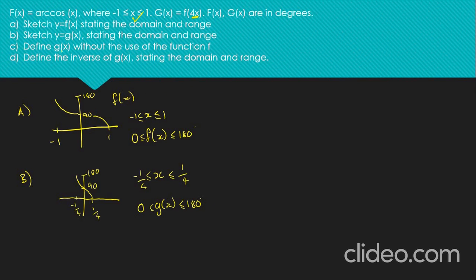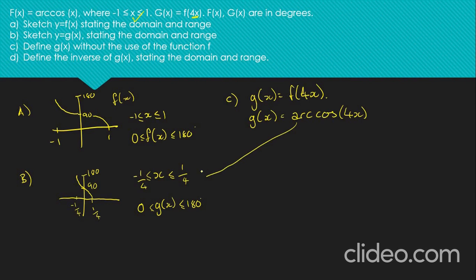All right, define g of x without the use of the function f. Well, this is actually really easy, because if g of x equals f of 4x, but f is equal to arc cos of x, then g of x will be equal to arc cos of 4x. That there is that graph. You could call it cos to the -1 if you wanted to.